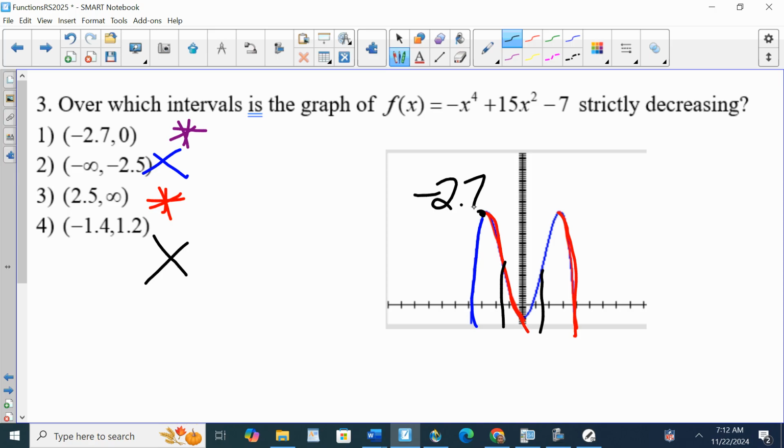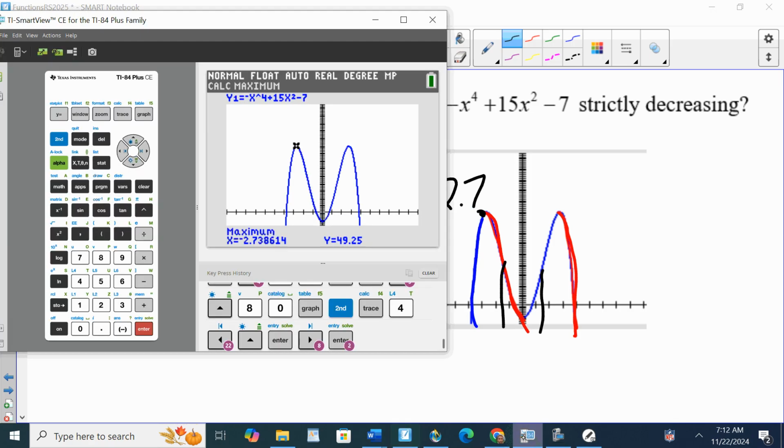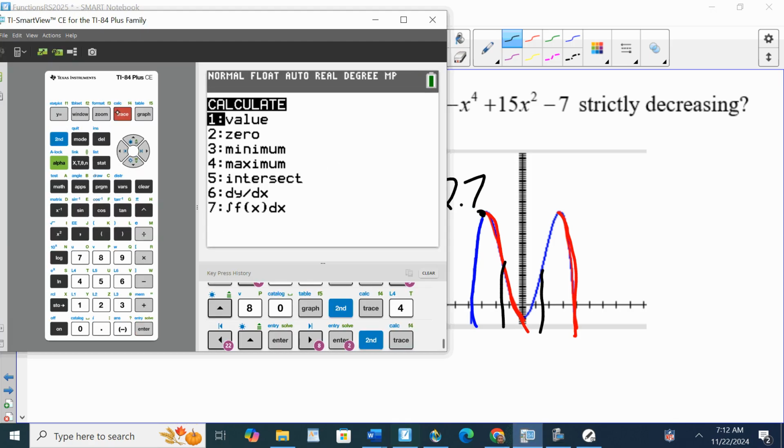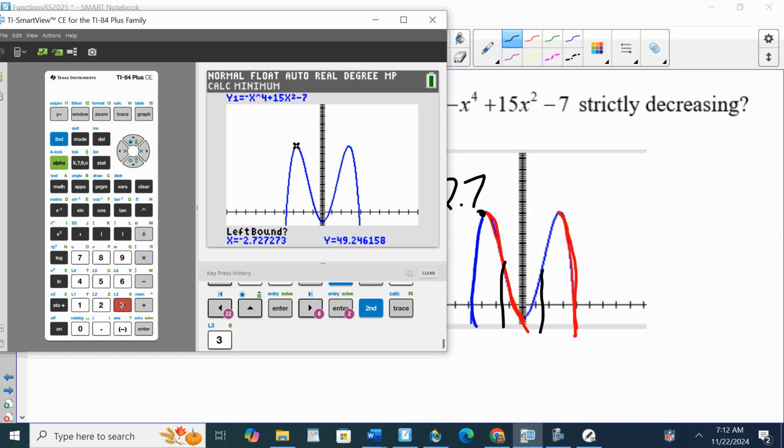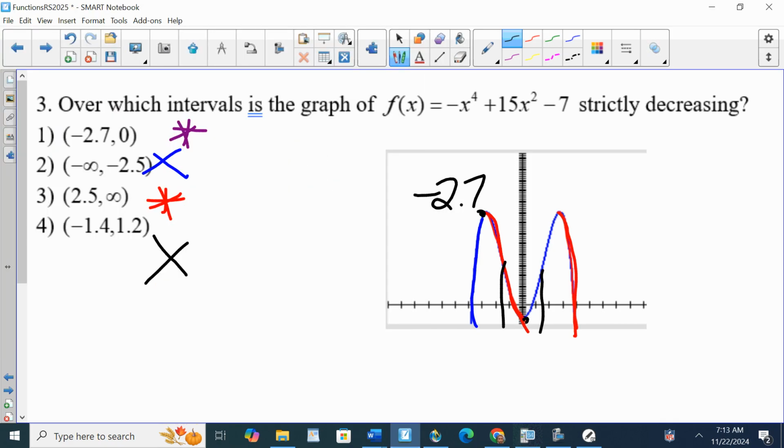And then the minimum, second trace, minimum, option 3. Enter, that's your left. That's your right, enter. I've got my x value. So this is a little confusing here. That e negative 6, that's 0.000000172. That's 0. It's decreasing from negative 2.7 to 0.